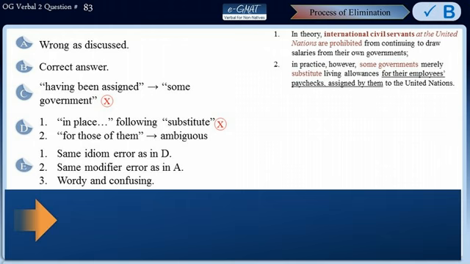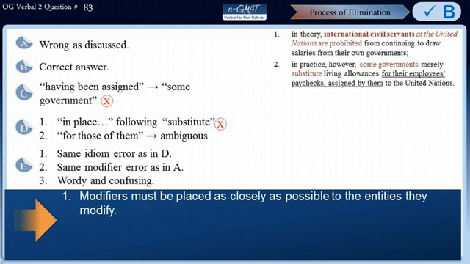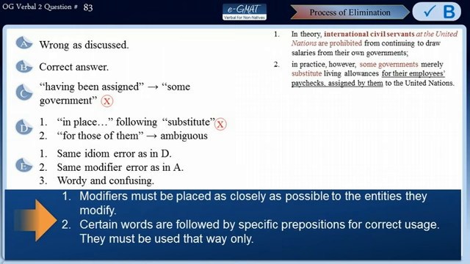Let's take a look at the takeaway messages now. All the modifiers in the sentence must be placed as closely as possible to the entities that they modify. Also, certain words are followed by specific prepositions for correct usage, so they must be used in the very same way to mean that specific thing. Also, every pronoun in the sentence must have a clear antecedent.